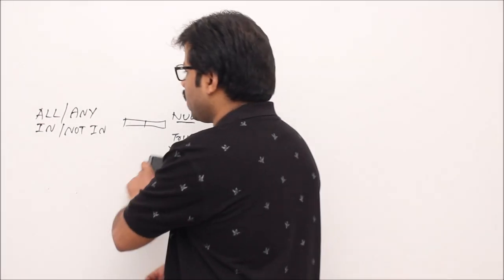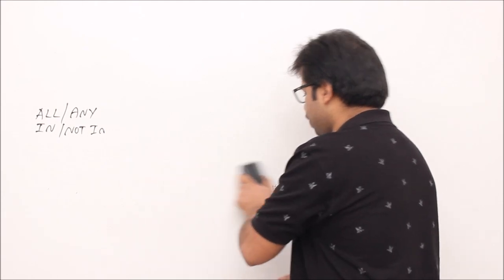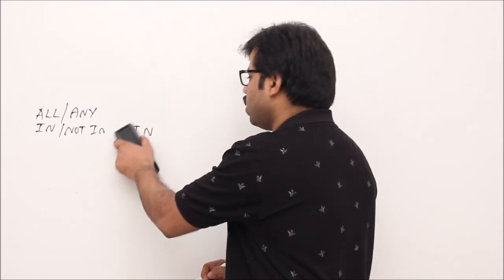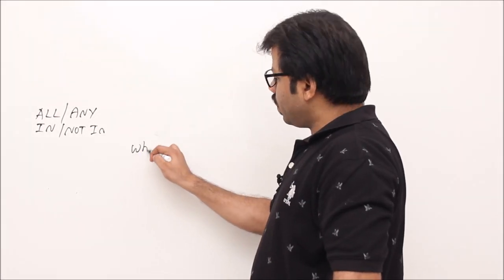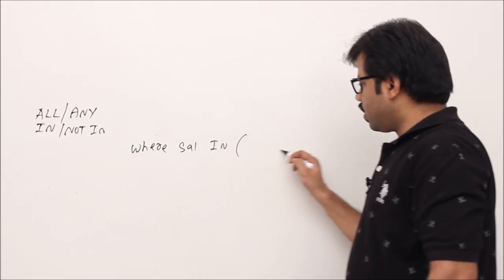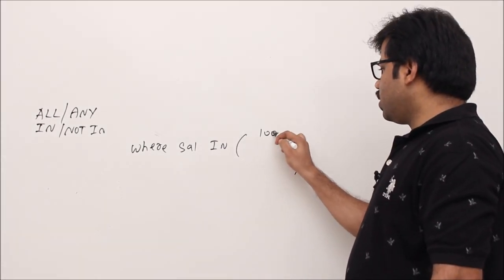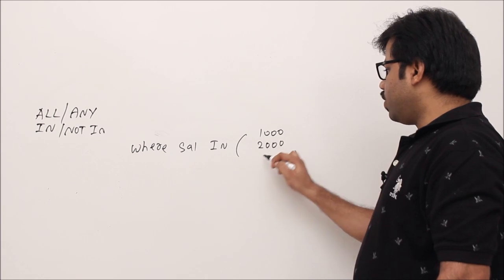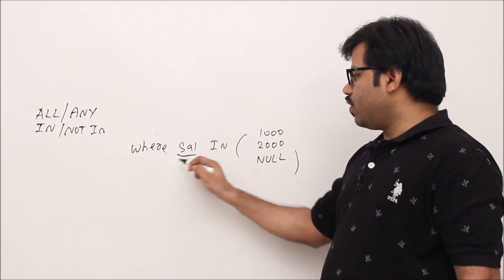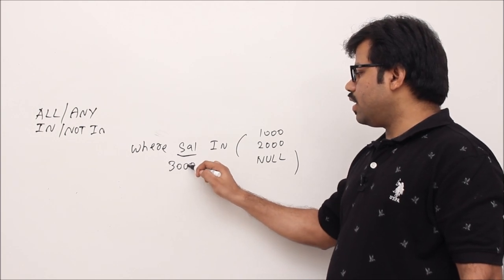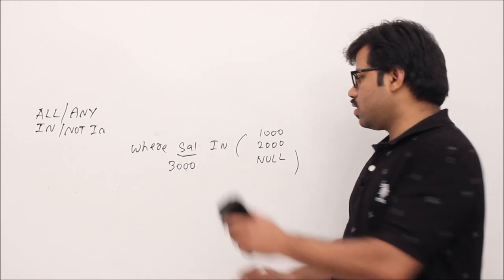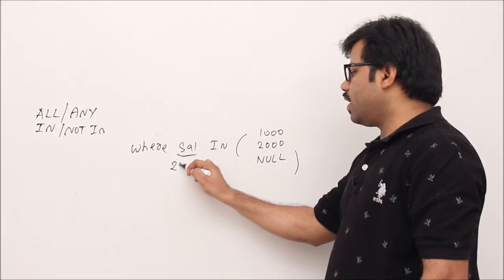Now we will see in operator and not in operator. Let's try to understand in operator. Example, your query is like this, where salary in some salaries here, and those salaries are 1000 rupees, 2000 rupees and null value. Okay. Now the question, example, this salary value is 3000. Is this 3000 in 1000, 2000, null? Absolutely no, right? So false. What about this one, salary is 2000?